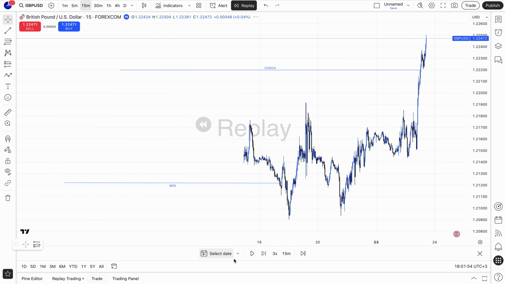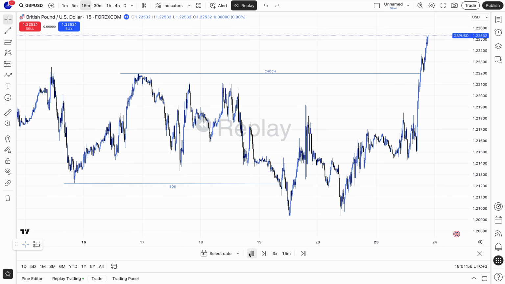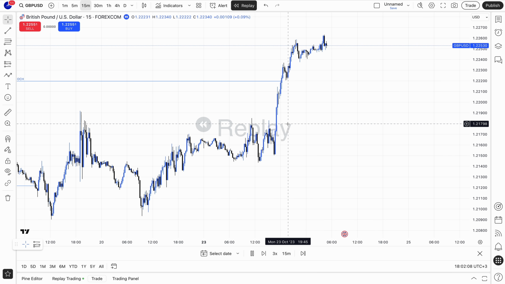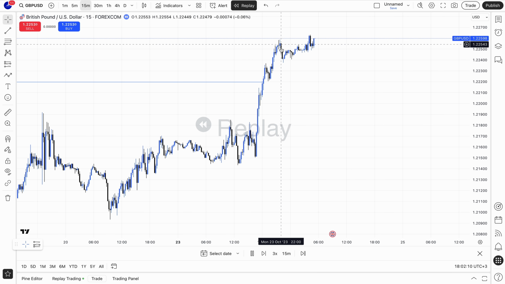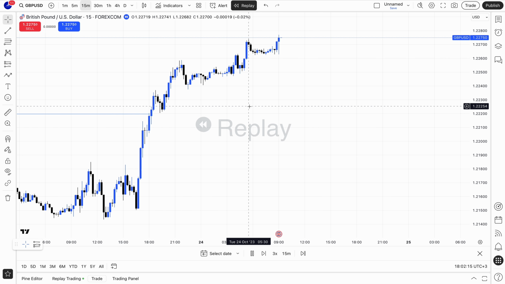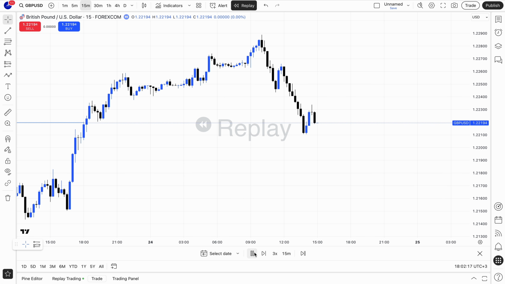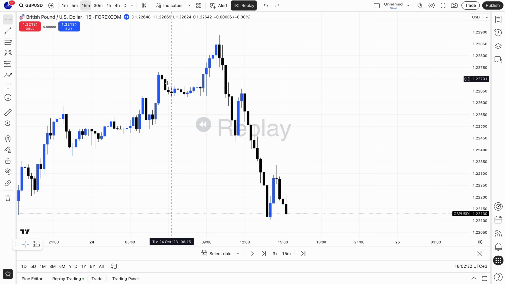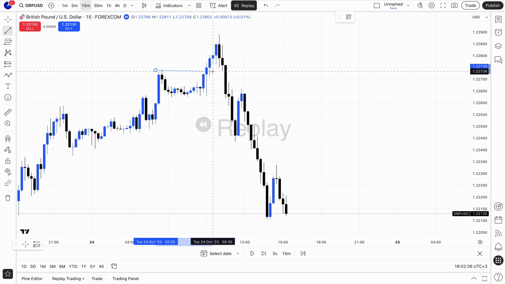That's the valid pullback. This is also not a valid pullback. You can see 1, 2. Is this a valid pullback? One candle? Yeah, it's a valid pullback. A valid one.